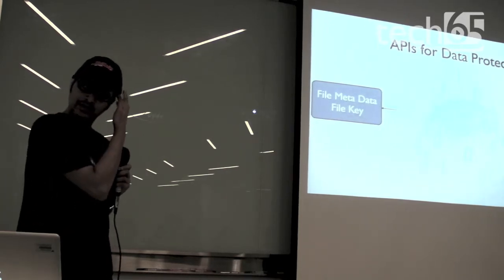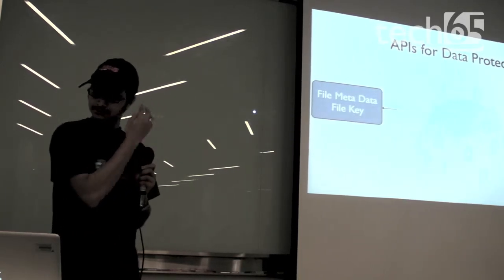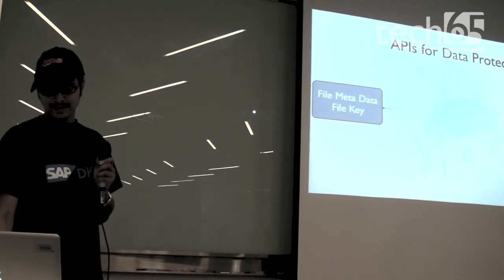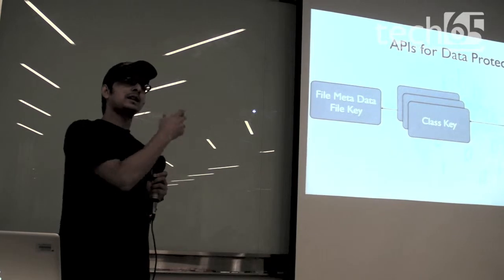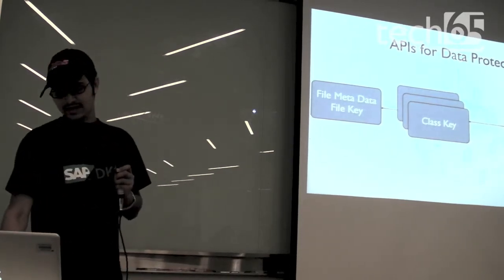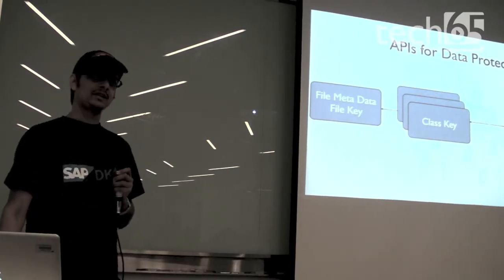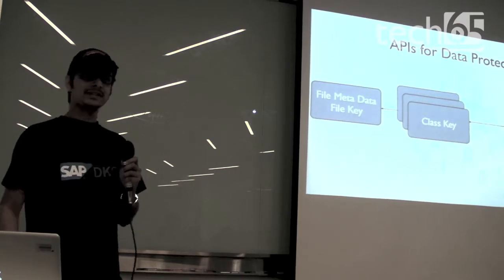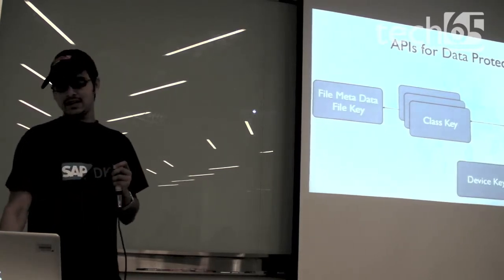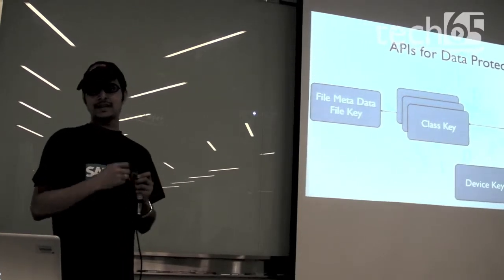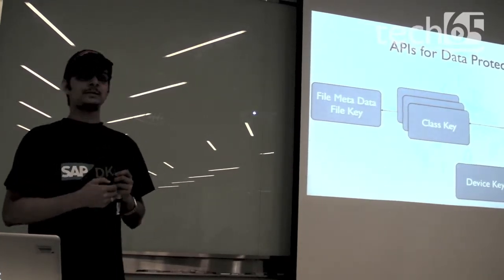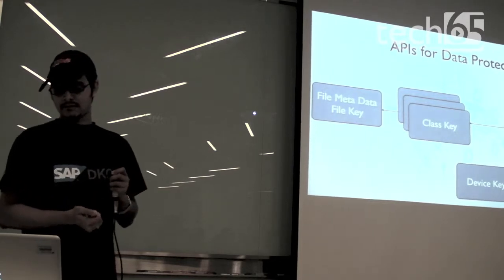So now the question comes, how do they actually secure it? Your file level key is secured by a class key, depending on what class you are using. And a class key is secured by a master key. And a master key is generated from your device key and your user passcode. Every device has a unique key, and the passcode is the one that you enter to unlock the phone.